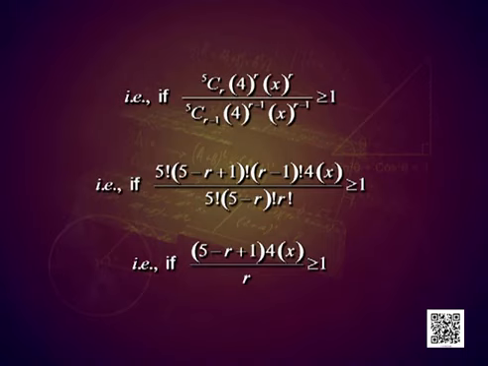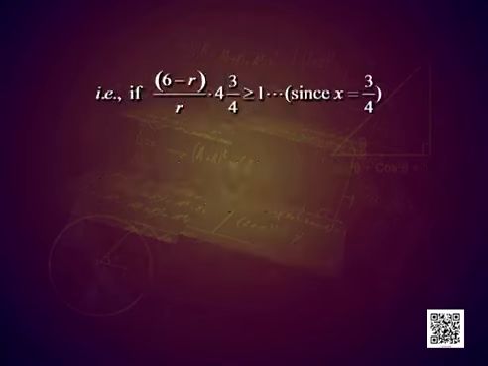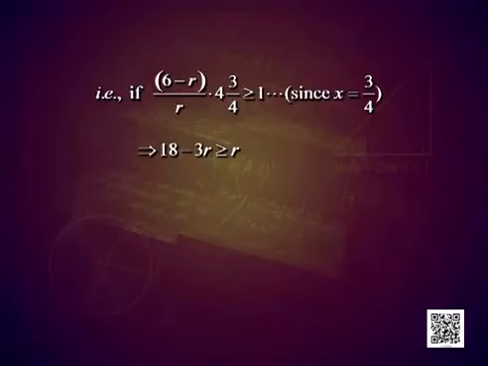So, the condition that I get is that T(r+1) is the greatest term if (6 minus r) upon r into 4 times x, but x was given to be 3 by 4. So, when x is 3 by 4, this inequality will let me know what condition I have on r. So, if I just rearrange, simplify, I get 18 minus 3r must be greater than or equal to r.